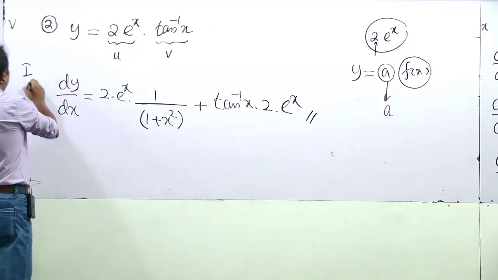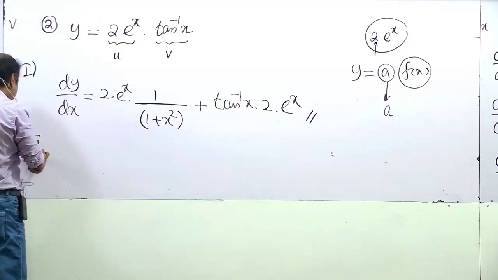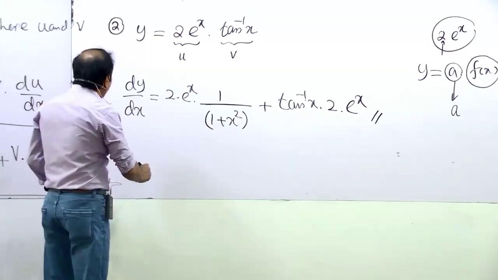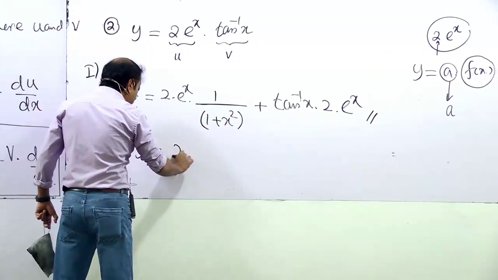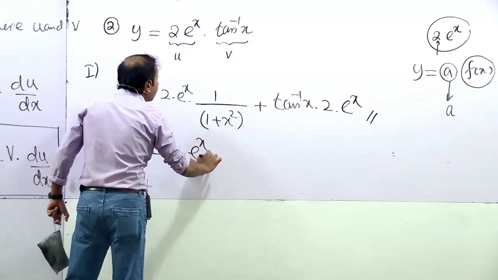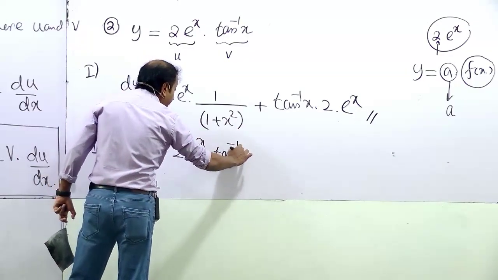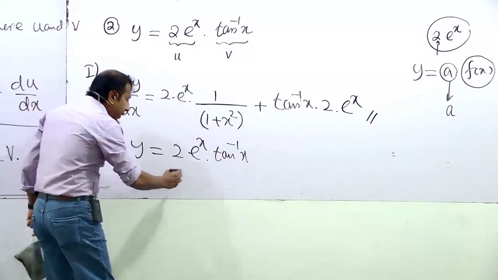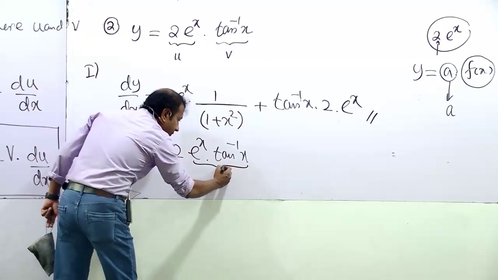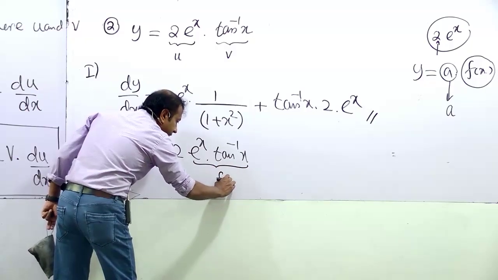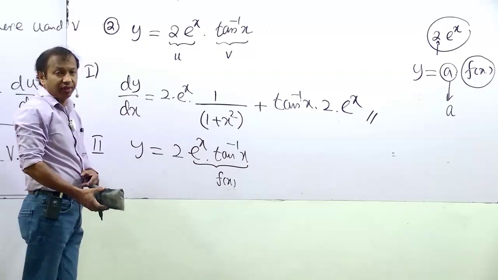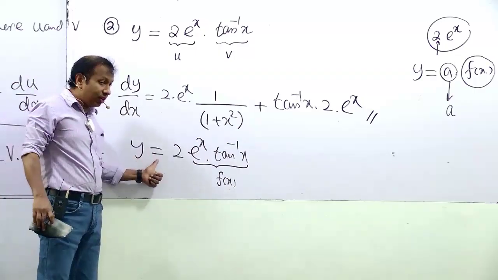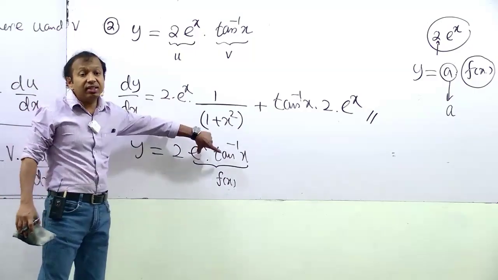Second method people, I can take it like this, y equals 2 times e^x tan inverse x. I take this whole thing as f(x). Right. Now what do you have? y equals 2 times a single function now.